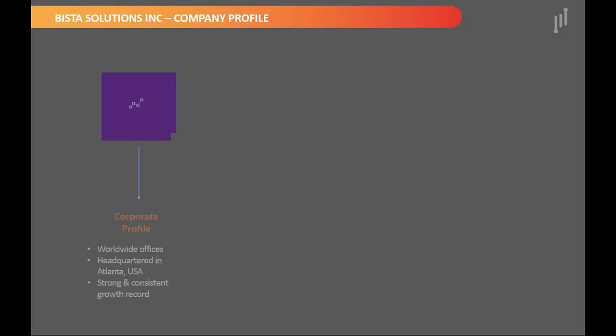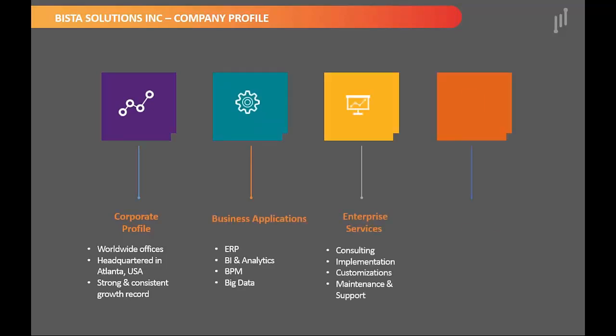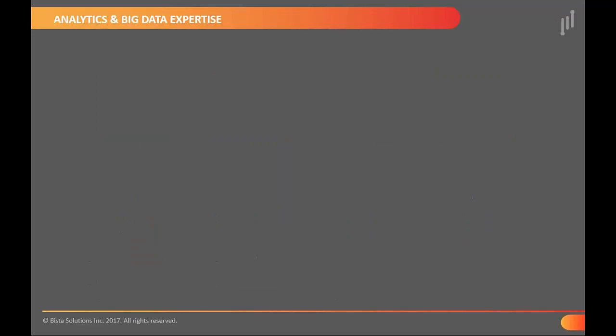So let's start with our company profile. We at Business Solutions are based out of Atlanta, US, and we provide business application solutions to our customers in ERP, business intelligence and analytics, BPM, big data, and other domains. We have been working with a lot of companies, right from small startups to bigger enterprises. We have helped them with consulting solutions, implementations, customization, and have also engaged with them on maintenance and support. The major industry verticals we serve are manufacturing, wholesale and distribution, telecom, and the auto parts industry.